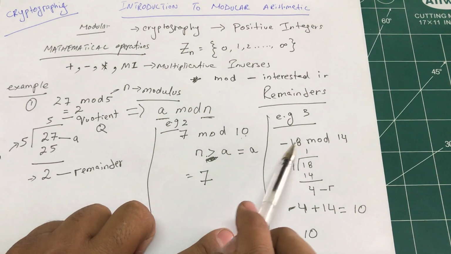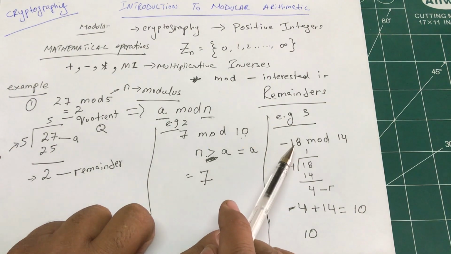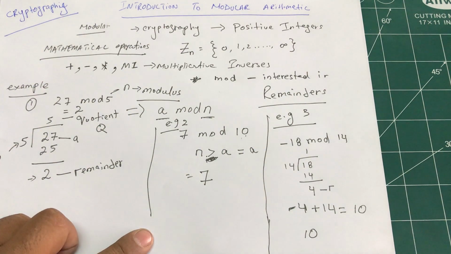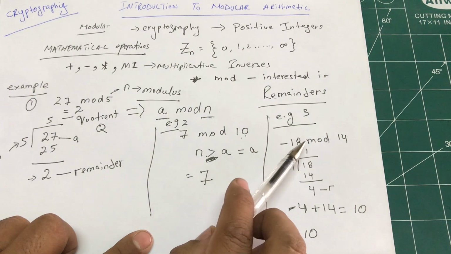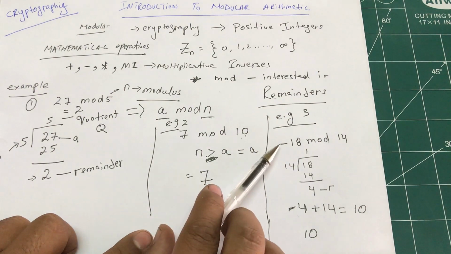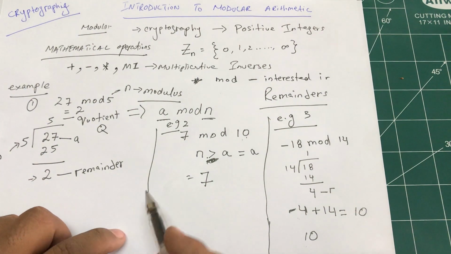So what about negative 18 mod 14? All right, how am I going to solve this? I'm going to treat this as a normal mod problem. Since we're only interested in cryptography, we're only interested in positive integers, that's all I care about. So I'm going to do 18 mod 14. I'll get a remainder of 4. Then I'll write my 4. I'll bring that negative out and I'm going to add my modulus to it. Whatever answer I get, that is going to be my answer.